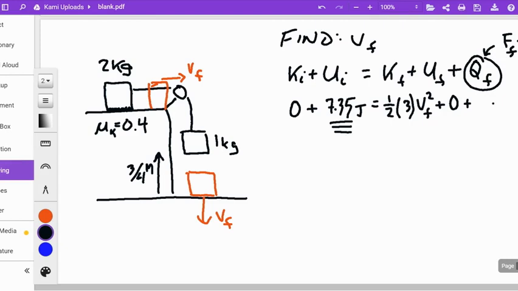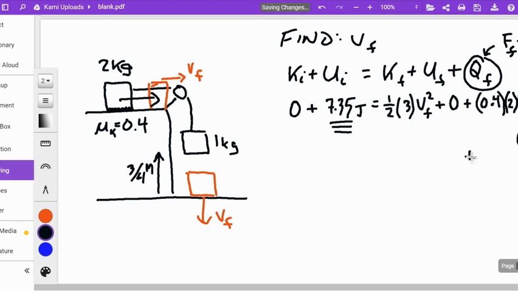So what would we have for that? The force of friction is going to be the coefficient, 0.4, times the normal force on the 2 kilogram object. That normal force is going to be 2 times 9.8. And we have to multiply by the distance. I'll just put it as d here because I'm going to run out of space. But the distance that top block slides is going to be the same distance that the bottom one falls. So that's times 3/4 of a meter.